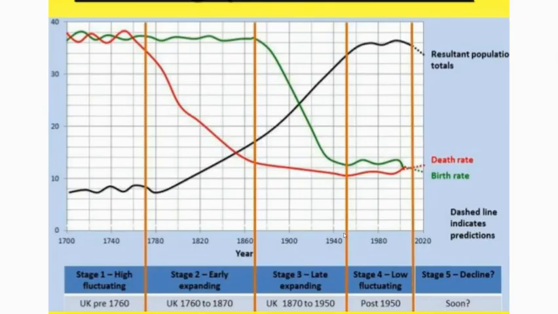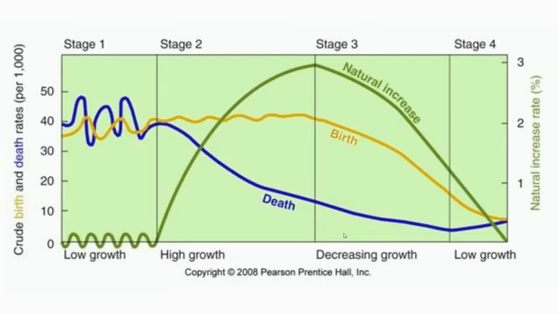Here's another way you can graph it, and the numbers are all a little bit different. This is primarily for the UK, but the patterns remain the same. Again, low growth, high growth, but then the question here is whether, if green is the growth, then the growth starts to slow down in stage 3 and stage 4.